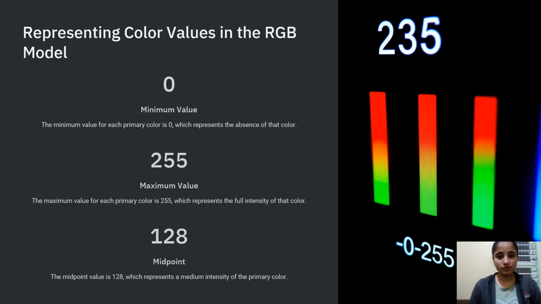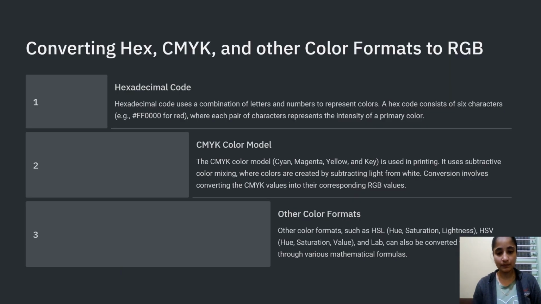Representing color values in the RGB model. 0, which represents the minimum value. The minimum value for each primary color is 0, which represents the absence of that color. 255, which represents the maximum value. The maximum value for each primary color is 255, which represents the full intensity of that color. 128, which represents the midpoint. The midpoint value is 128, which represents the medium intensity of the primary color.